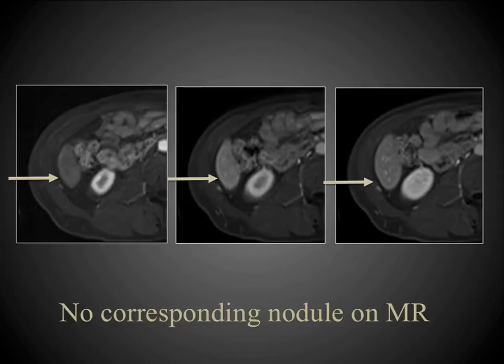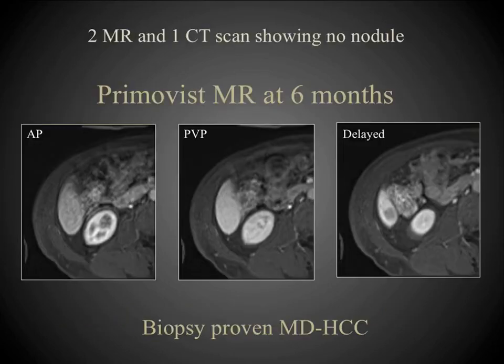Subsequent MR shows no corresponding nodule in segment 5. The patient goes on to have another MR and CT scan also showing no nodule. At 6 months, MR imaging with a hepatobiliary contrast agent, Primovist, was performed. This exam shows no mass in the arterial or portal venous phase. The nodule only becomes apparent on the delayed phase, and this was biopsy-proven HCC.